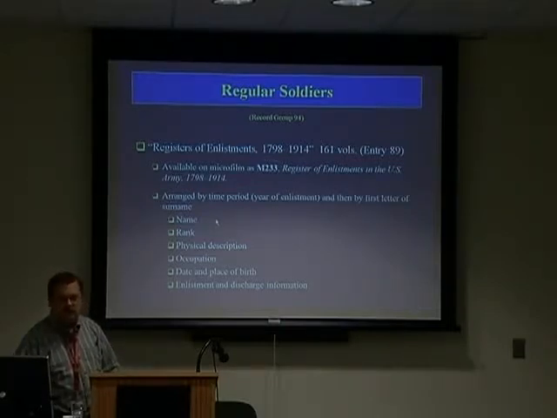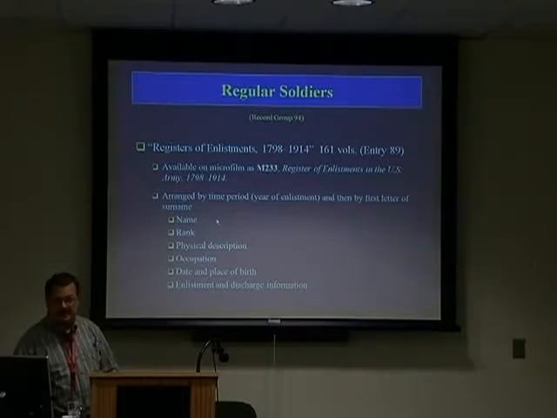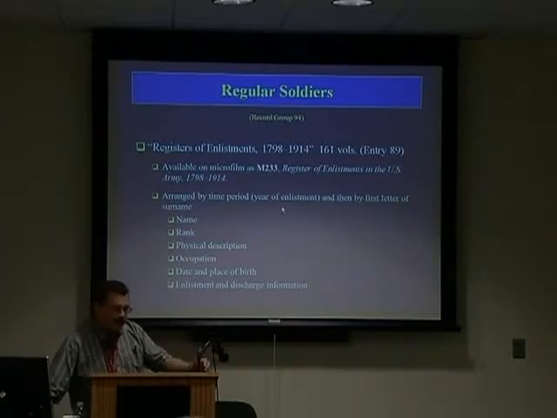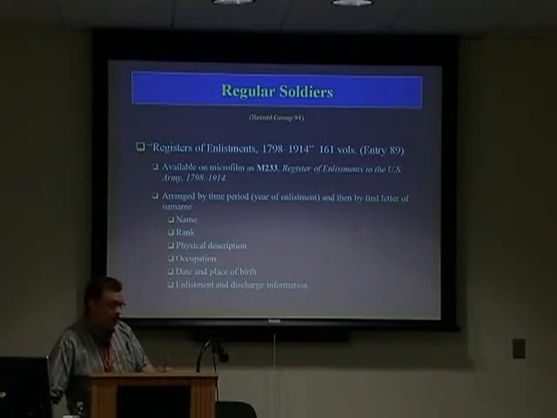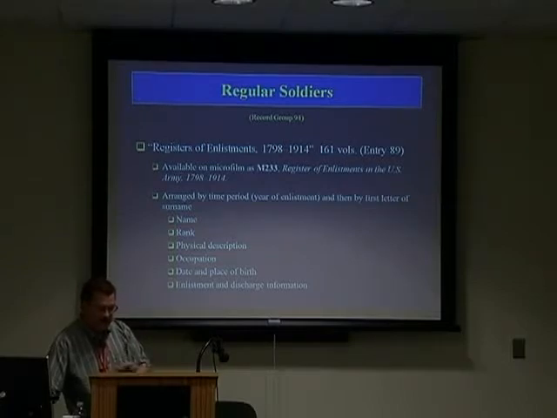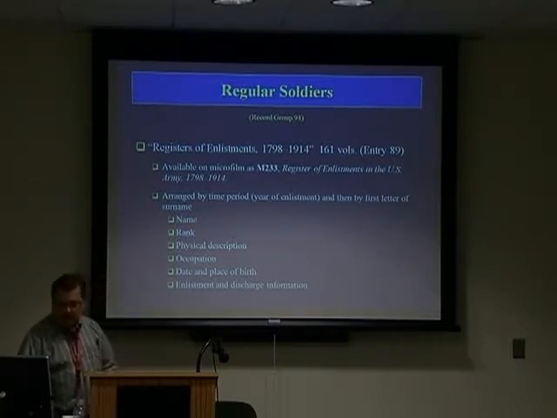So you have to have some idea of when the soldier enlisted, because they're arranged by year of enlistment, and then generally by the first letter of the last name. So they're not completely alphabetical, but they're generally alphabetical, if you know what I mean. So all the names beginning with B are together, but they may not be arranged strictly alphabetically within there.